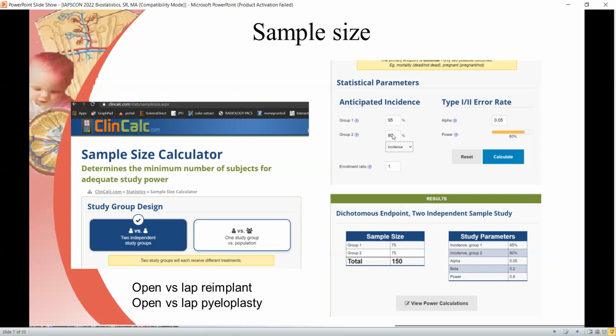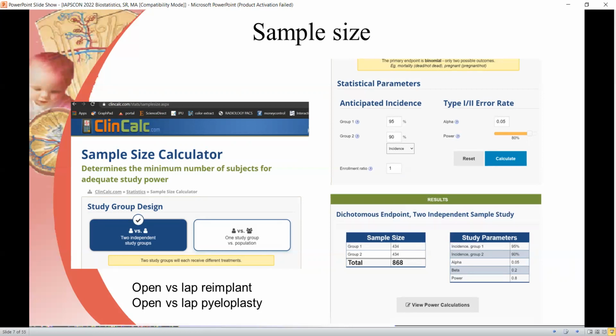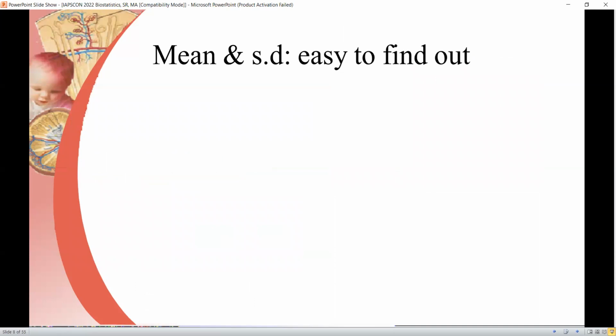Now let us say that this gap is a little lower. For example, it is not 95 and 85, but 95 and 90. So that is a smaller gap. Then the number changes to 868. So the smaller the difference between your expected groups, the bigger the sample size. Just be aware of that.